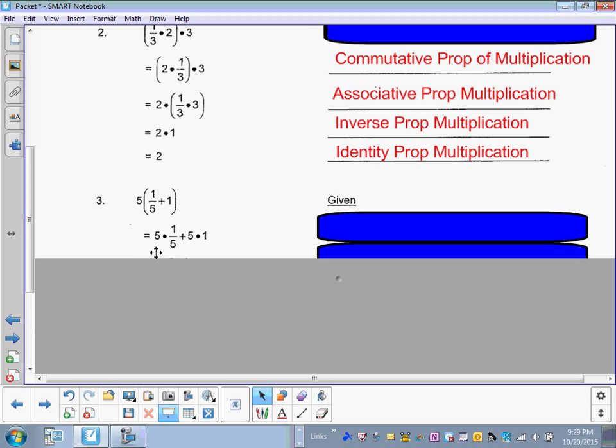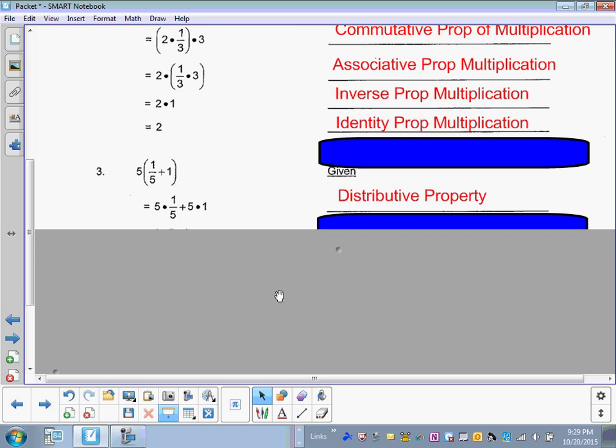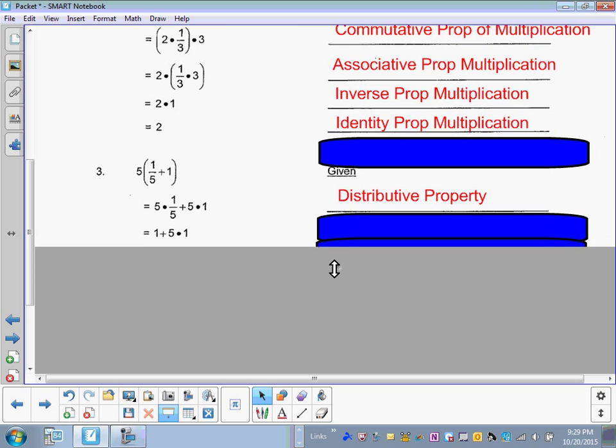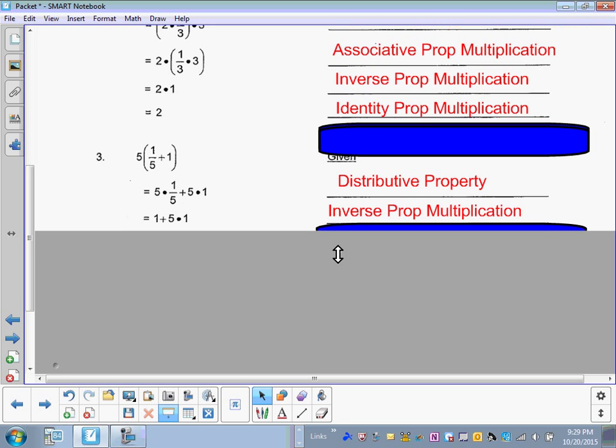So in step 2, we removed the parentheses and we multiplied by 5 by each number inside the parentheses. So that's an example of the distributive property. In the next step, we took 5 times 1/5 and we have 1. So we took the reciprocal. So that's the inverse property of multiplication.